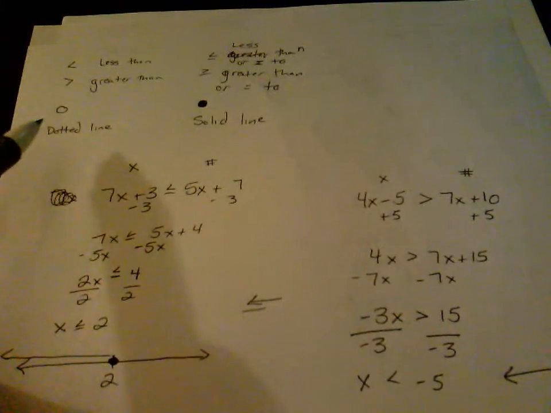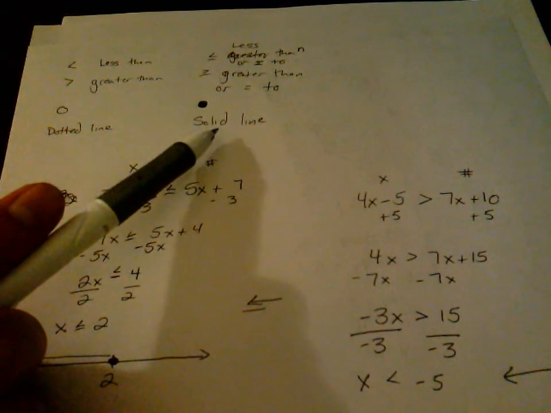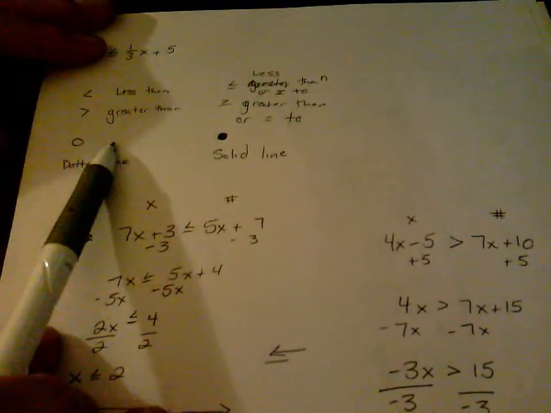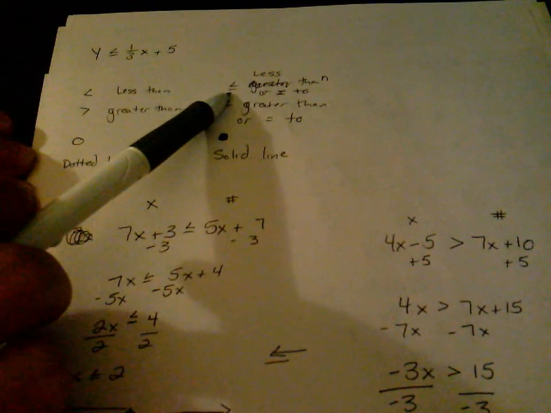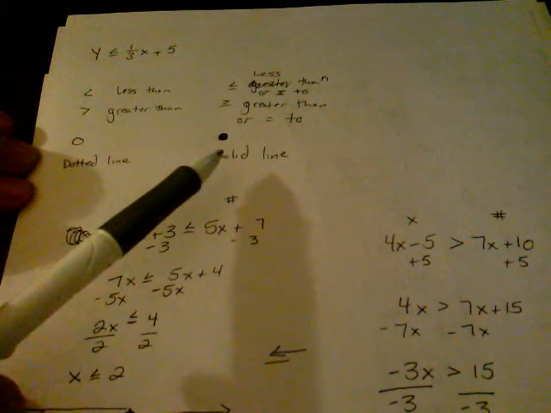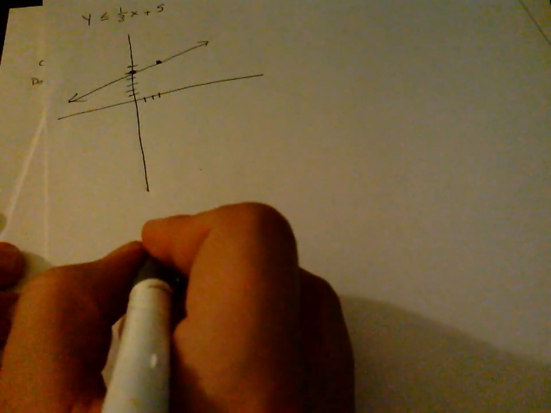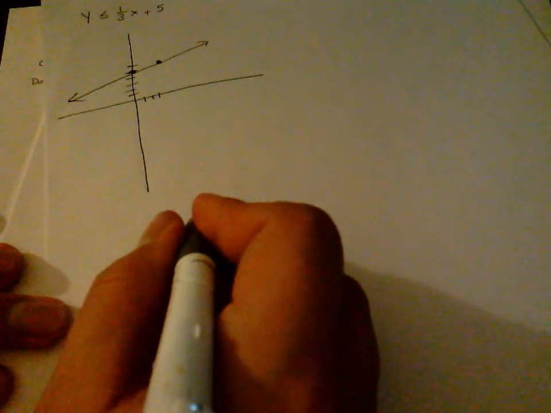Whether or not we're going to have a dotted or a solid line. Well, if you notice, this sign is a less than or equal to sign, so we're going to have a solid line. So this is what it means. This means instead of making a dotted line, we're going to make a solid line right here. Okay? Otherwise, it would look something like this. It would be dotted. That's what a dotted line would look like.